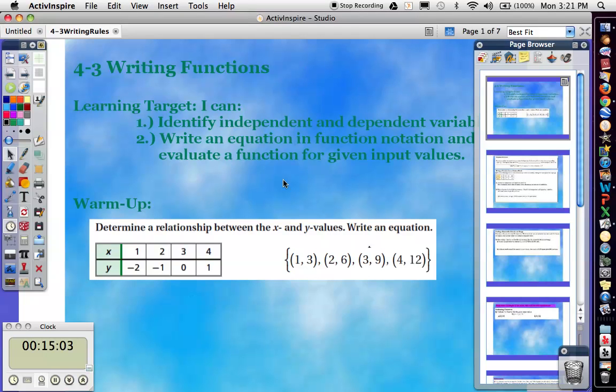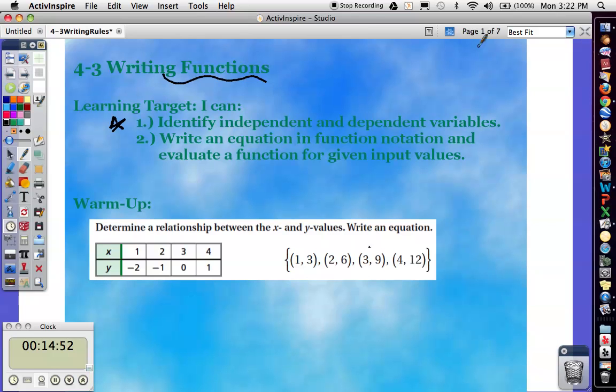Alright guys, today we're going to be talking about functions, writing rules for functions, and our goal today is going to be able to identify independent and dependent variables, write an equation in function notation, and evaluate a function for given inputs. So take a minute, copy down your 2 targets for today, and also work on your warm-up.